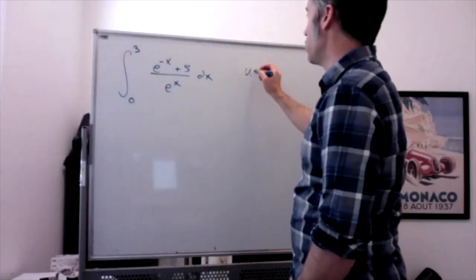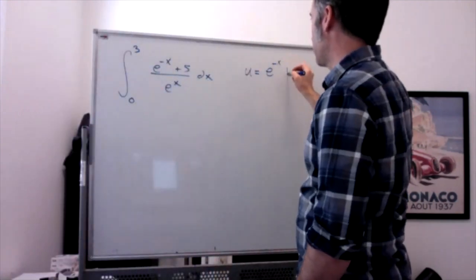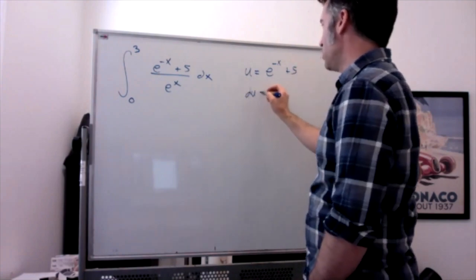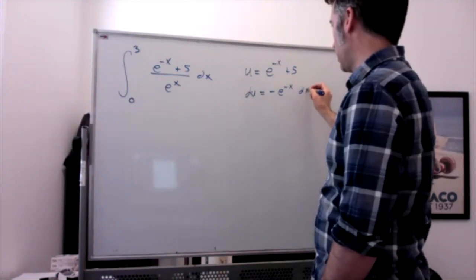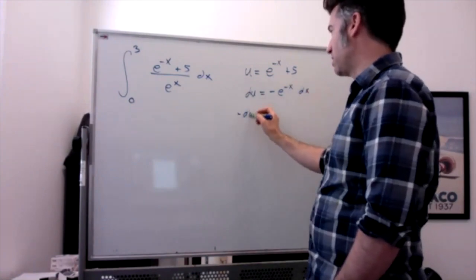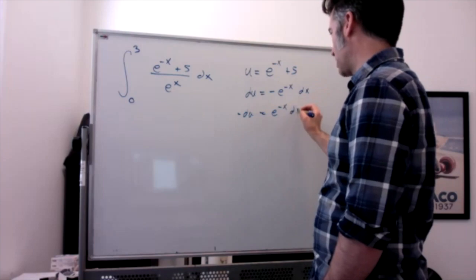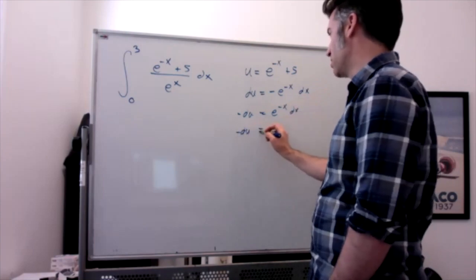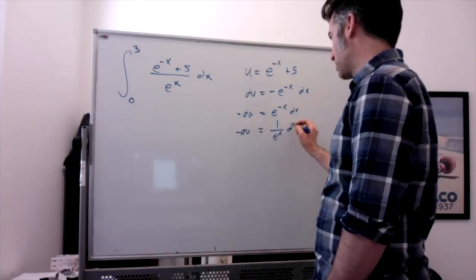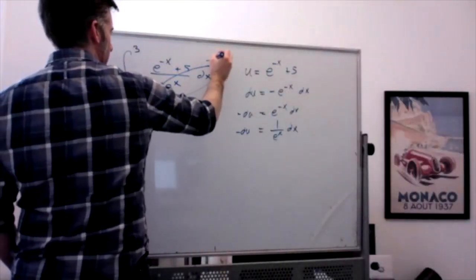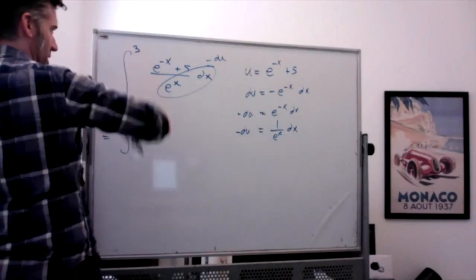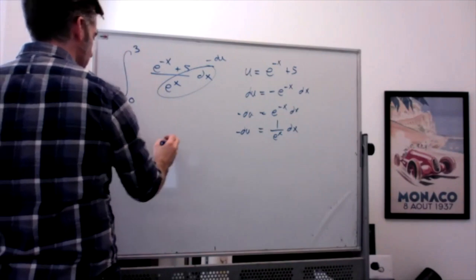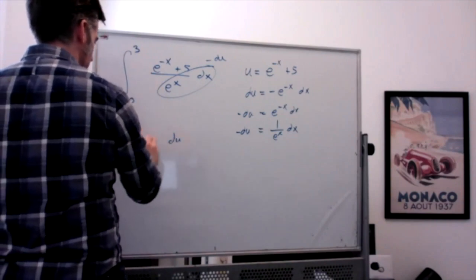You could let u equal e to the negative x plus 5. Then your du is negative e to the negative x dx. Negative du is e to the negative x dx, but e to the negative x is 1 over e to the x, so you end up getting something like that for your negative du. This becomes the integral from, we'll change those, of negative du times u.